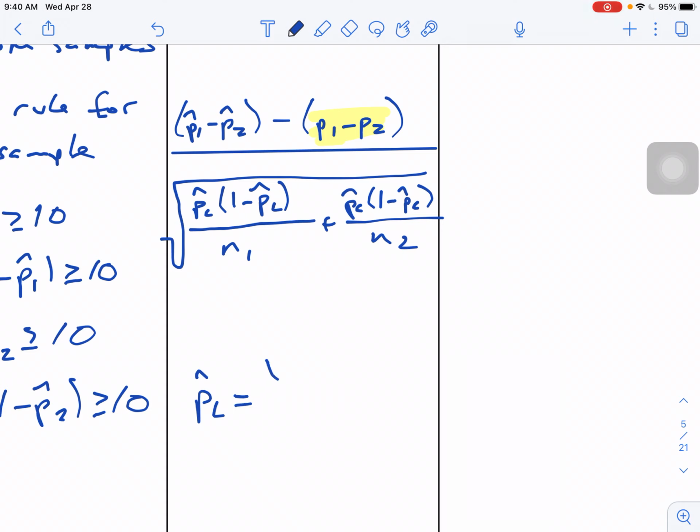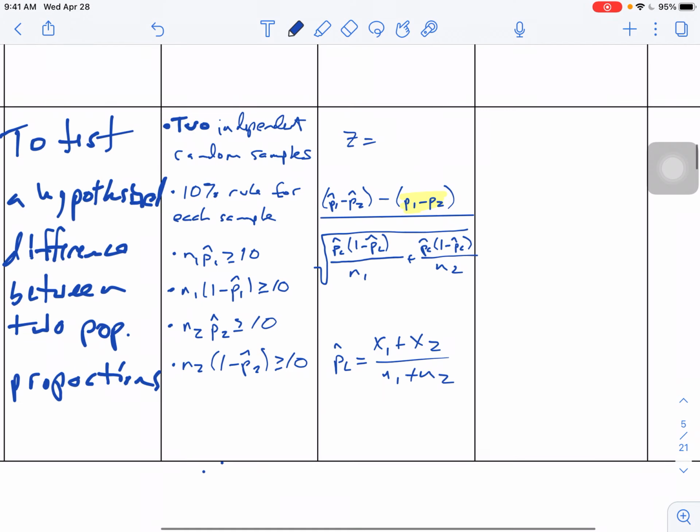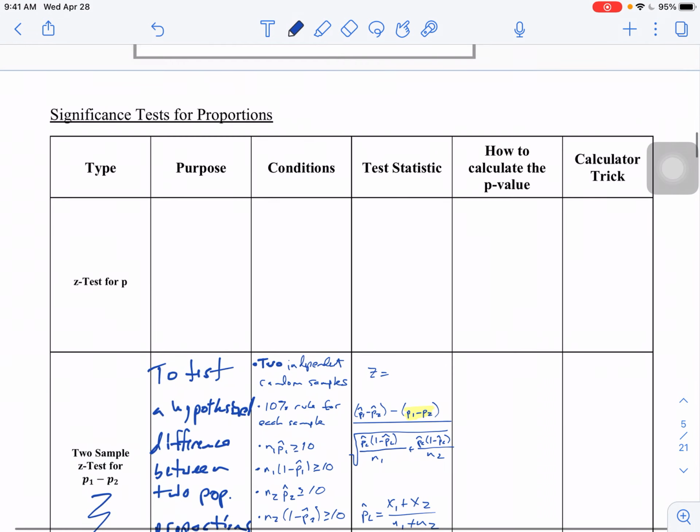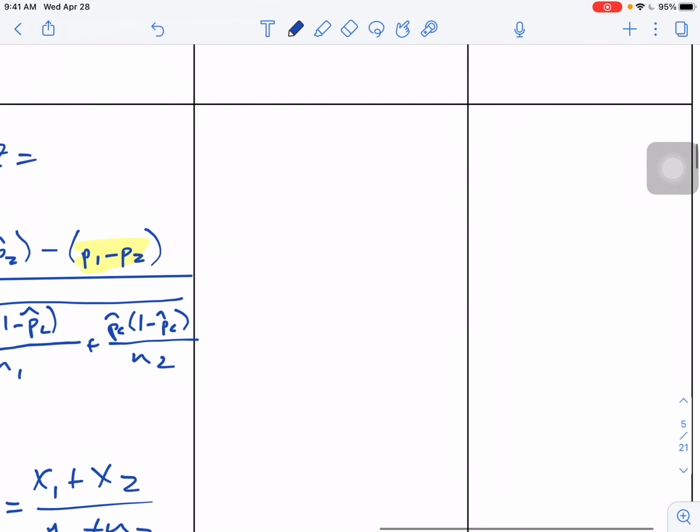Remember, our combined sample proportion is x1 plus x2 over n1 plus n2. Again, that's going to give you your combined sample proportion. And then how to calculate a p-value? Again, that's normal CDF, just like we've always done.